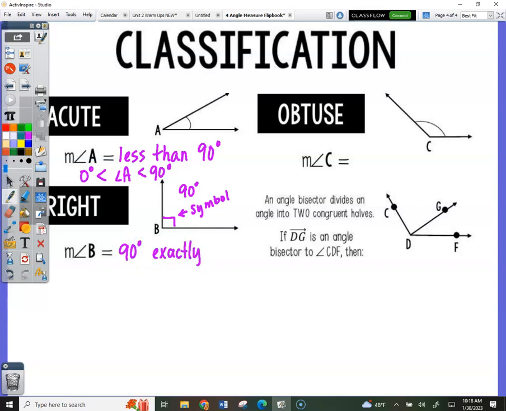That's because if it was 89.9, is that a right angle? No. Nope, there's no rounding. If it was 90.01, is that a right angle? No. Now, what if it's drawn this way?